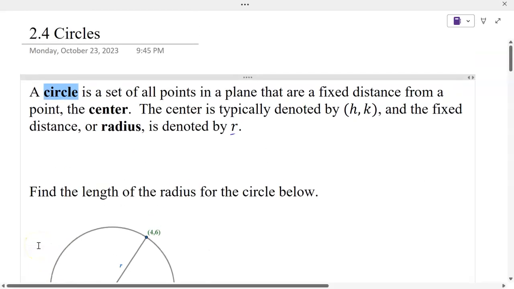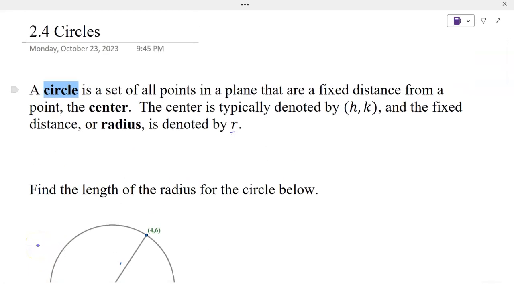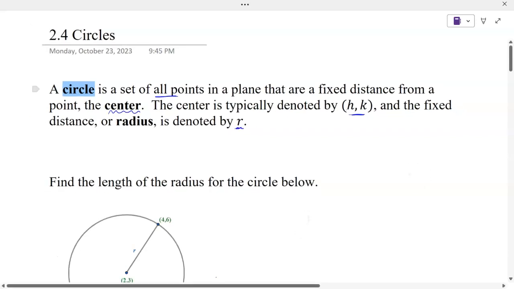Today we're going to talk about circles, and we know from geometry that a circle is the set of all points in a plane that are a fixed distance from a point, and the point that we're talking about here is just the center of the circle. And the center, we usually use the coordinates h comma k, just like we use h comma k as the vertex of a parabola. But for the center of the circle, we use the coordinates h comma k, and the fixed distance is just the radius. And you all know that we use the letter r for our radius.